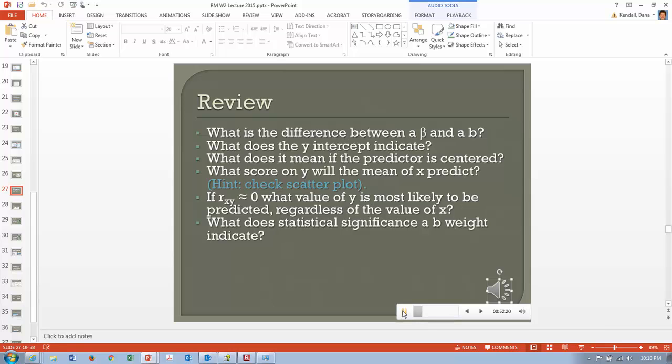But with the beta weight, we would ask the question, as GRE increases by 1 standard deviation, what happens to the DV? As you can imagine, the standard deviation is way bigger, so the beta weight is going to be larger than the B weight in this case, in this study. So that's what the difference is between those two.